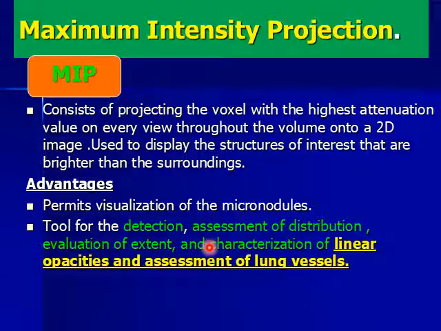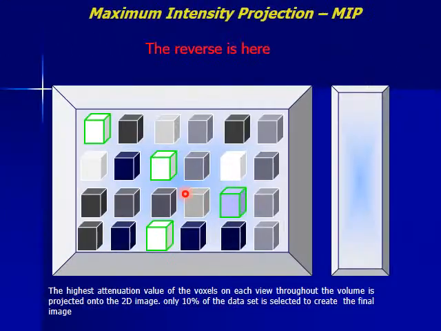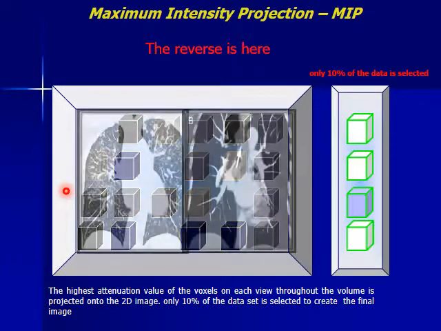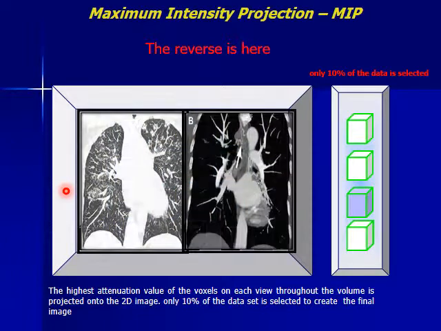Maximum intensity projection, or we used to call it MIP. It is the contrary to the MinIP. The idea is that the order given to the computer is: please project only the highest attenuation voxels and omit the others. Let us see. Oh, it takes only the highest. What is the importance of this MIP?